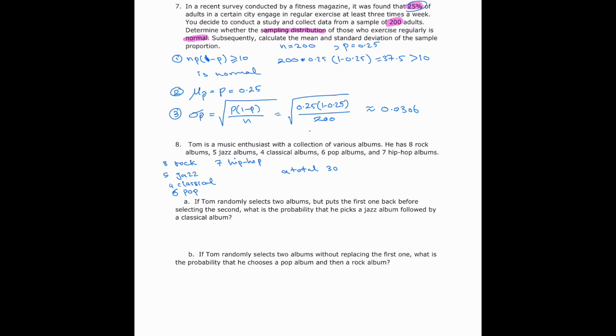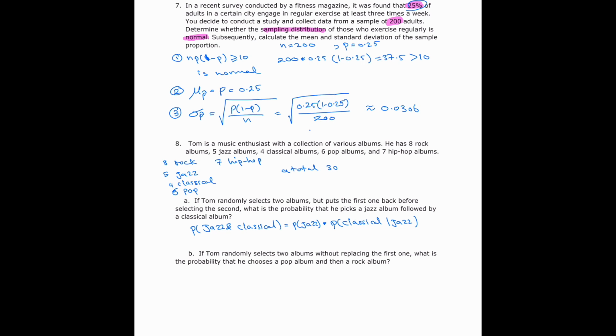So now let's answer the first question. What is the probability that Tom picks a jazz and then picks classical? So this is the product rule, which means the probability of the first times the probability of the second, given that the first event happened already. So given that Tom picked jazz as the first option. In this case, because Tom puts back the first selection, this is not going to affect the second choice.